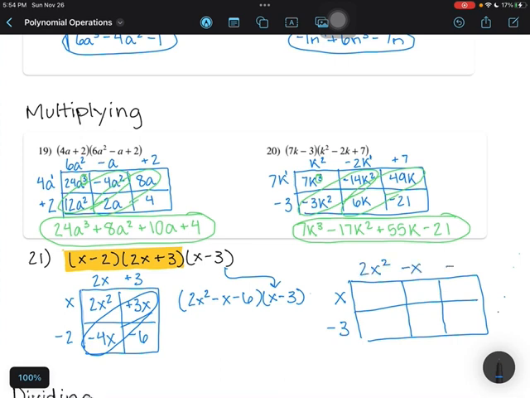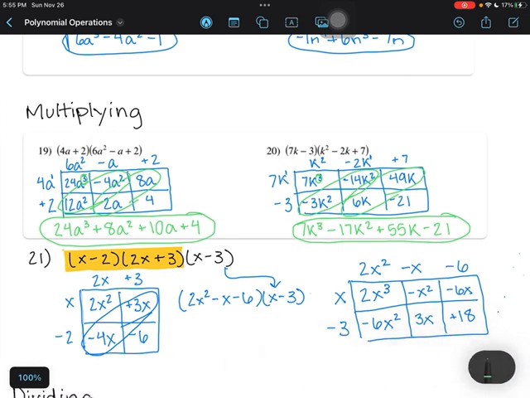minus x minus 6. So 2x squared times x would be 2x to the third. 2x squared times negative 3, negative 6x squared. Negative x times x, negative x squared. Negative x times negative 3 would be 3x. Negative 6 times x, negative 6x. And negative 6 times negative 3 would be a positive 18.